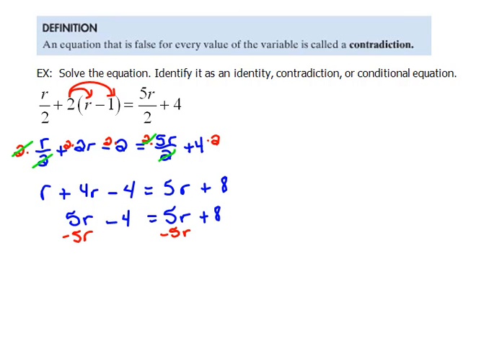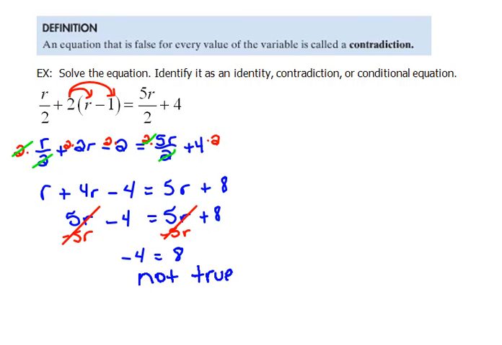But now look what happens. 5r minus 5r is gone. So at this point we have negative 4 equals 8. There's no variable left, but we have a statement that says that two different numbers are equal. That's not true. That is never true.